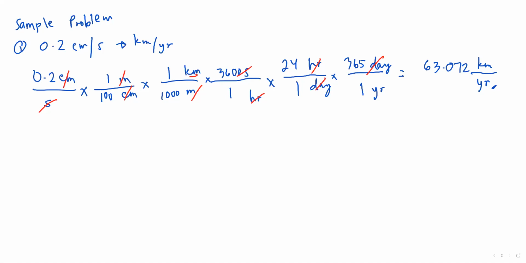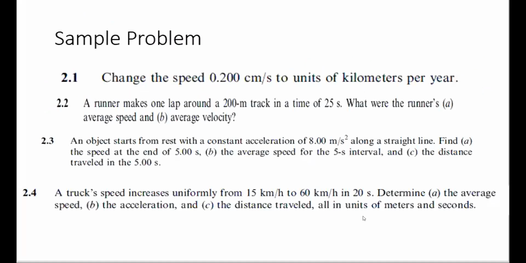So, next, proceed tayo ngayon sa problem number 2. Sabi, a runner makes one lap around a 200-meter track in a time of 25 seconds. What were the runner's average speed and average velocity? Actually, ano lang naman to. Parehas lang yan, pero yung velocity kasi may direction. So, actually, kahit sagot natin isa lang dyan. Okay, so proceed tayo dyan.